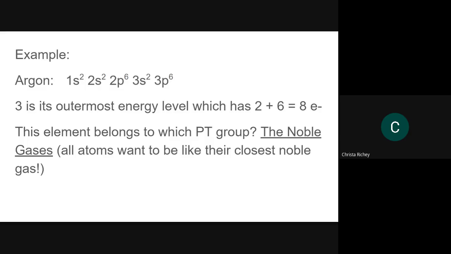The whole point of these things making compounds is they want to have this full shell. They don't want to react. They don't want to, but they're forced to. And that's the whole +1, +2, +3 stuff that we put across the top.